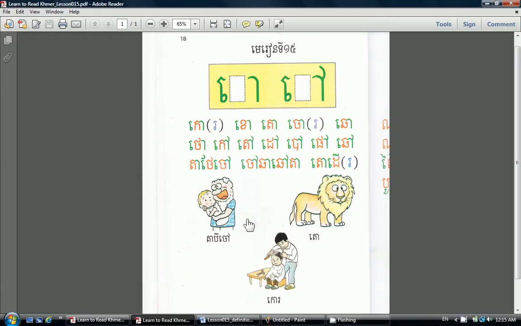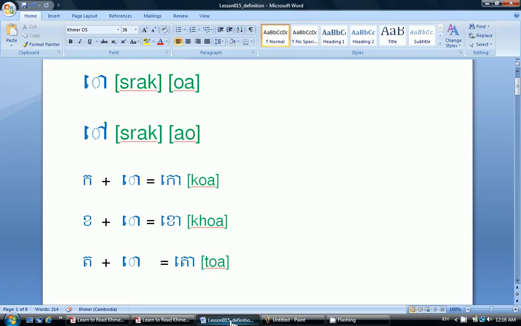Okay, this first picture reads ta bai chow, which means grandfather carries grandchild. The second picture reads thaw, which means lion. And the third picture reads khaw, which means to shave. Let's look at this in more detail.